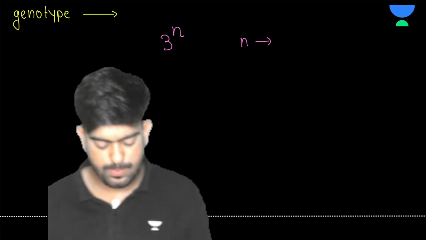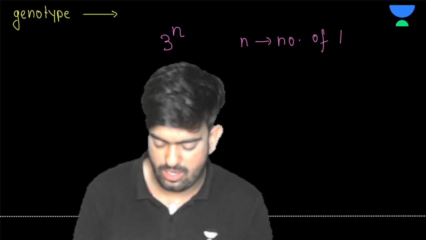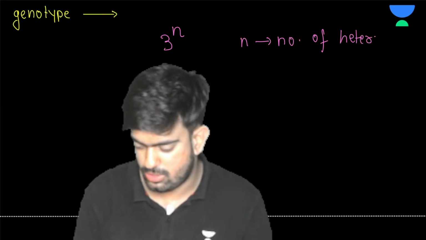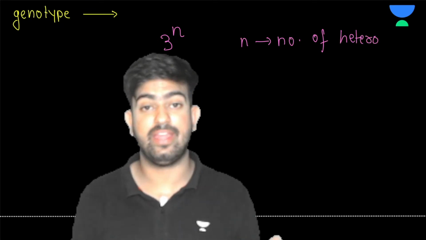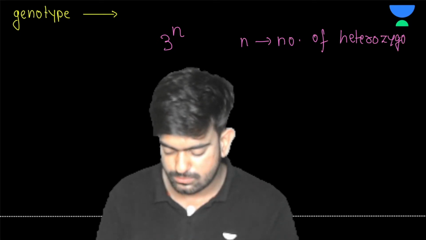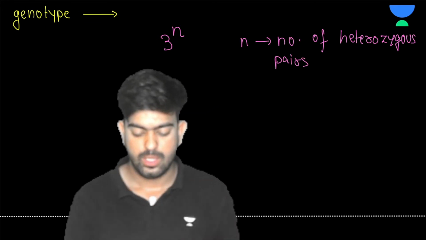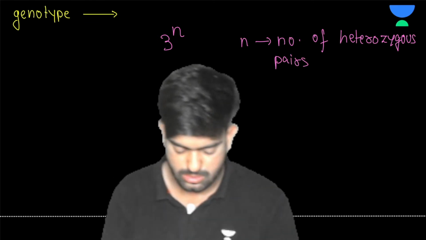The formula is the same, n is the same. Here also n is the number of heterozygous pairs. Do I need to write it again? Yes, sir. Why? Because you're going to forget it. So n is the number of heterozygous pairs. Clear? Okay, let's do the questions.